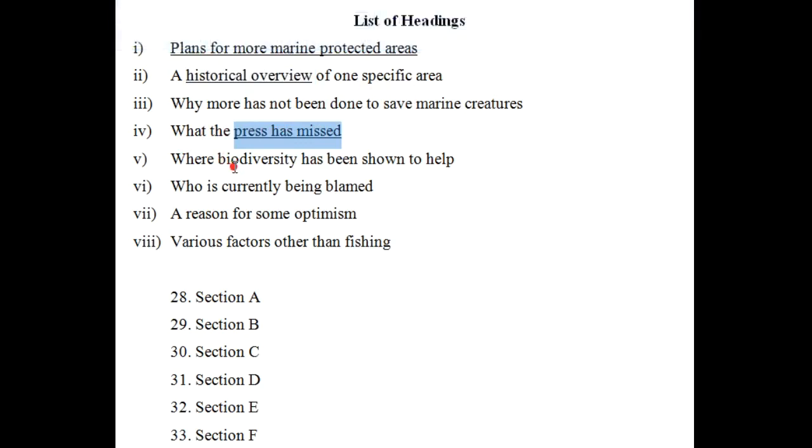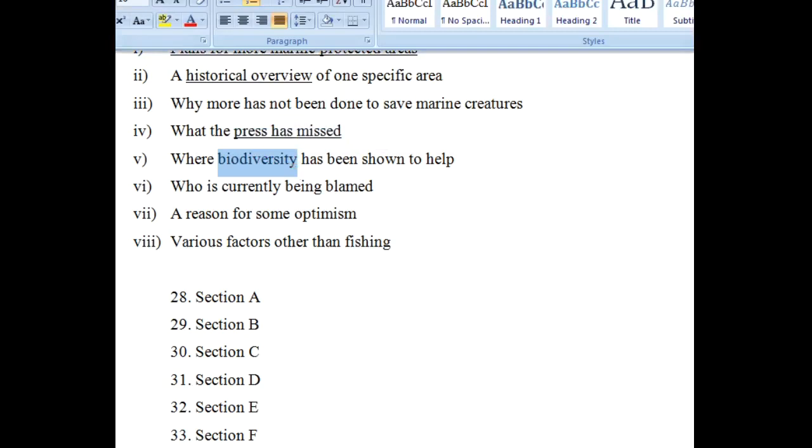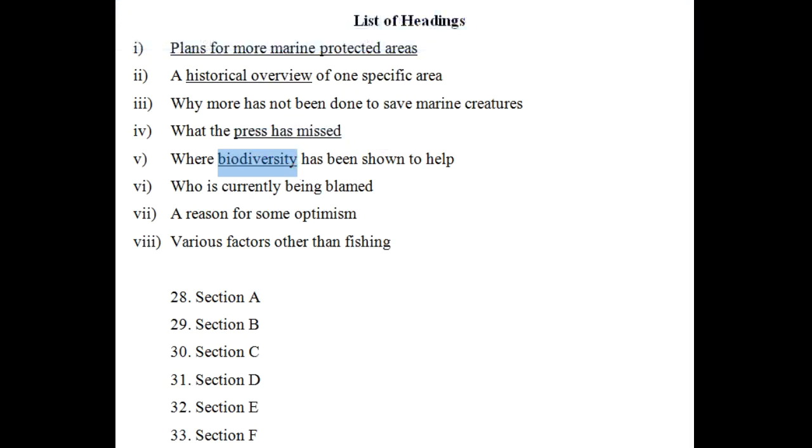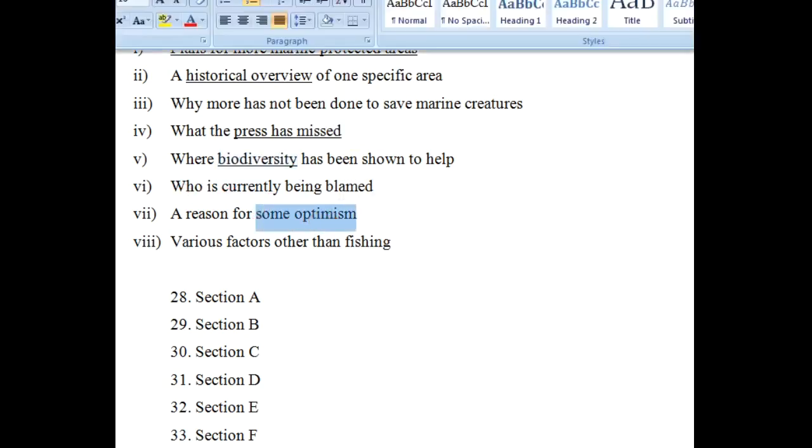Where biodiversity has been shown to help. So perhaps biodiversity, and you must know the meaning as well. The meaning of biodiversity is different types of species. Who is currently being blamed? Again, the entire part is the key. A reason for some optimism. So perhaps you can underline the word optimism here.